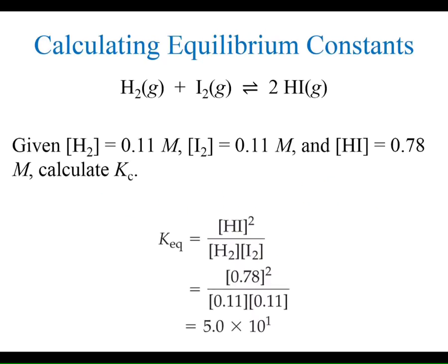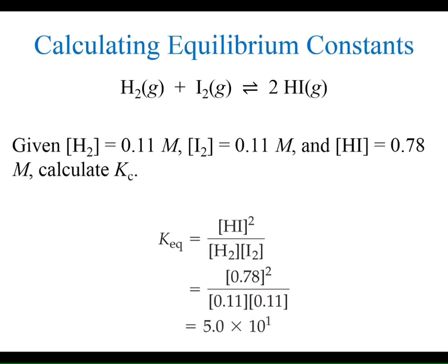I got 5.0 times 10 to the first, or just 50, right? That's what you got? Okay, notice K has no units, by the way. There are no units on equilibrium expressions. Note to self, K is just a number. Don't try to put molarity squared or molarity to the negative, whatever. It's unitless. It is purely a ratio of products to reactants. So in this case, a ratio of 50.